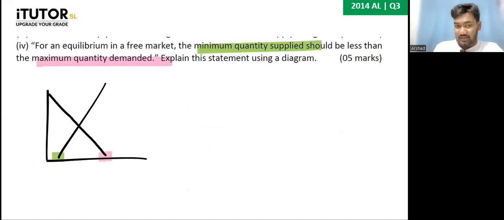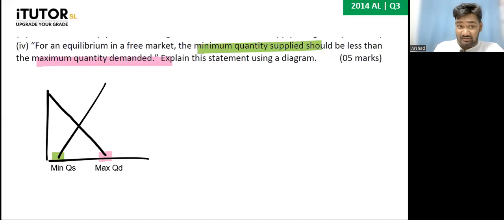This one. Okay. What is this green one? This is the minimum quantity supplied. What is the pink one? The pink one is the maximum quantity demanded. So in the question they are saying, for an equilibrium in the free market, the minimum quantity supplied should be less than the maximum quantity demanded.